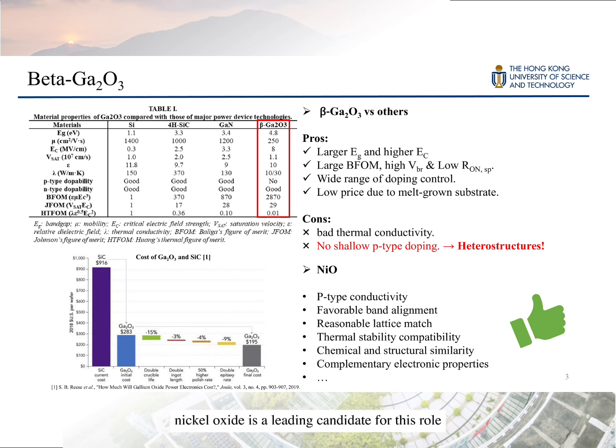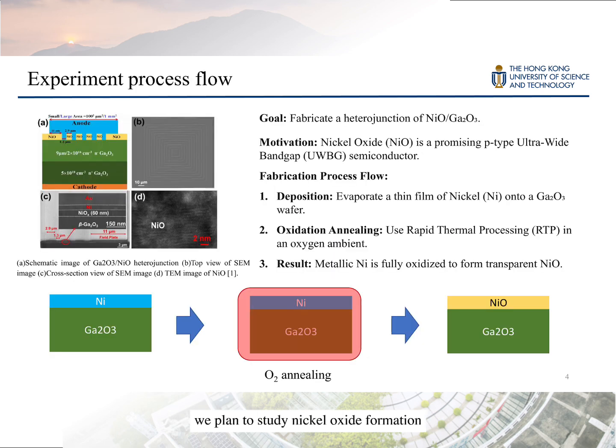Nickel oxide is a leading candidate for this role due to its p-type conductivity, suitable band alignment, and good lattice match. We plan to study nickel oxide formation on gallium oxide by thermal oxidation, varying the temperature.